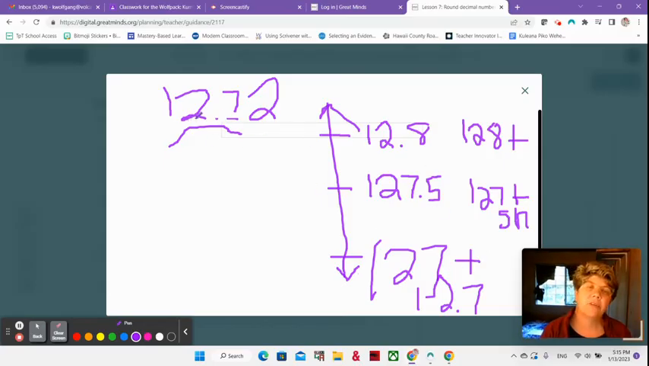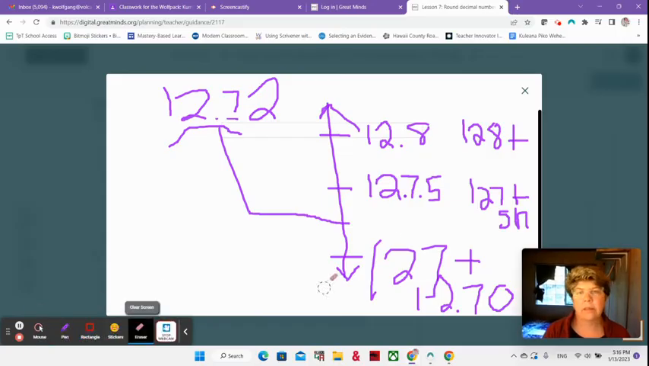Now I'm going to take my 12 and 72 hundredths, and I'm going to see where it fits. It's more than 12 and 7/10, or 12 and 70 hundredths, and it's less than 12 and 75 hundredths, right? So which one is it closer to? It's going to be closer to 12 and 7/10, or 127 tenths.